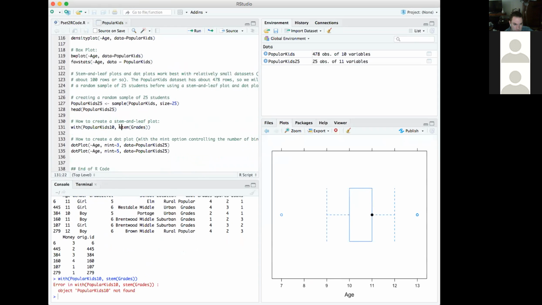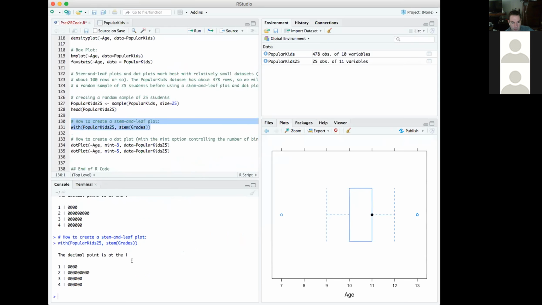I think there's a mistake here. Instead of popular kids 10, it should be popular kids 25. So this is how we can make a stem and leaf plot from those 25 students. It took those random 25 students, and here is what a stem and leaf plot looks like. Here, the numbers were from 1 to 4, so you can see that 2 was the most commonly occurring choice for the popular kids set here.